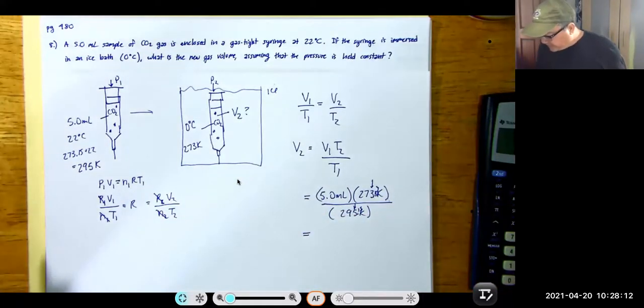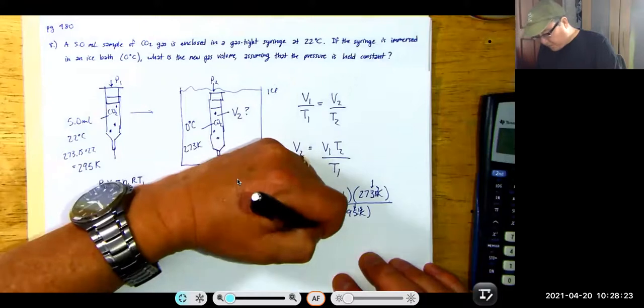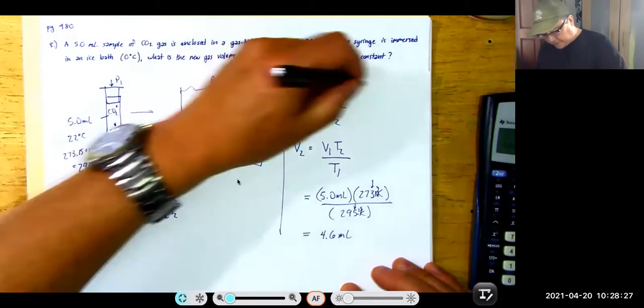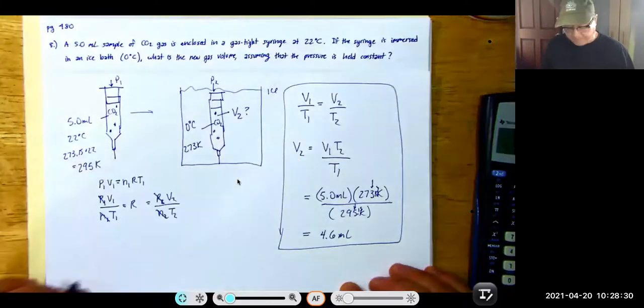So 273.15 divided by 295.15. Okay, and I get 4.6 milliliters. So this is the kind of work I'd expect to see for a problem like that.